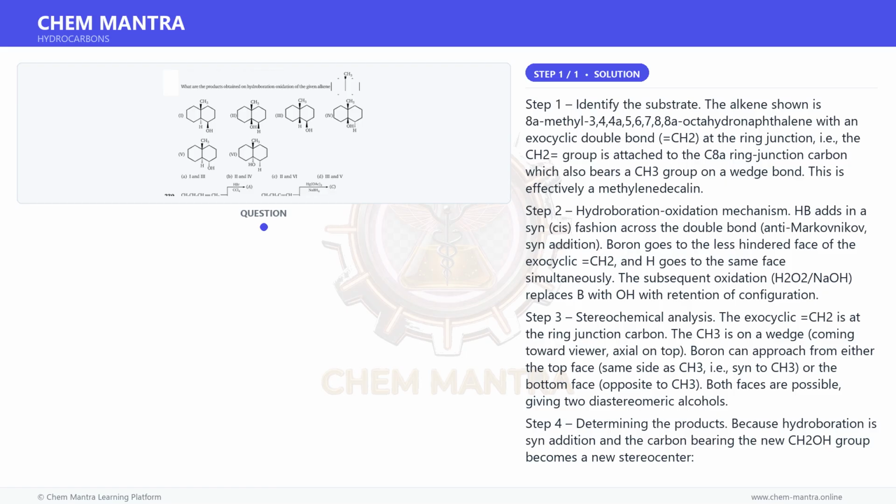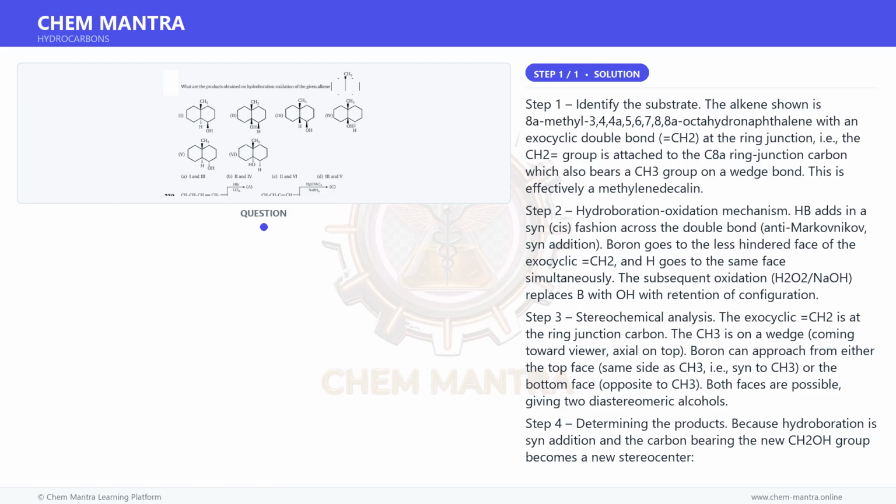Step 2. Hydroboration-oxidation mechanism. BH3 adds in a syn, cis fashion across the double bond, anti-Markovnikov, syn addition. Boron goes to the less hindered face of the exocyclic =CH2, and H goes to the same face simultaneously. The subsequent oxidation, H2O2/NaOH, replaces B with OH with retention of configuration.